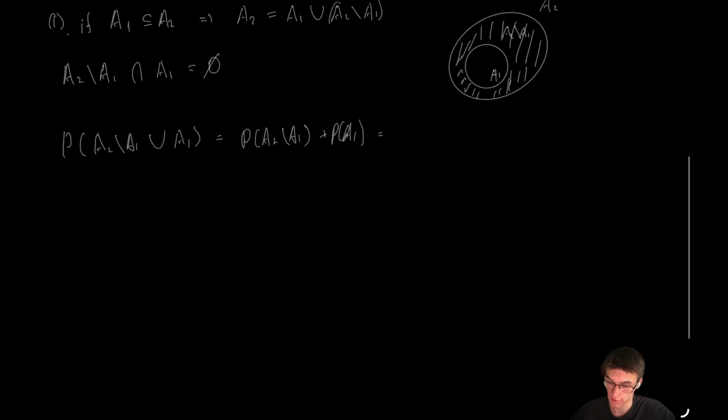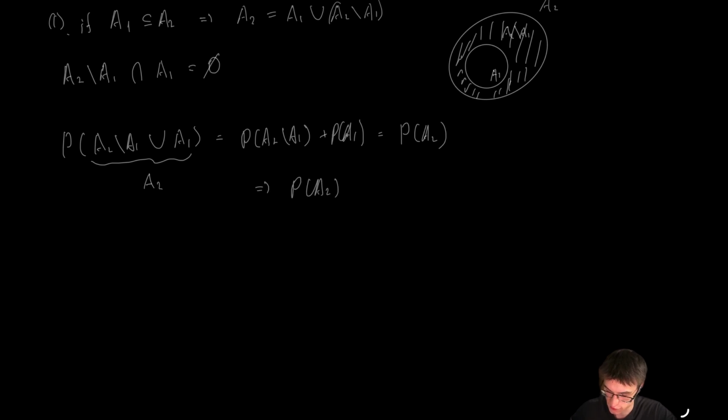Well, the first thing you can notice here is that this union is actually the set A2. So that's going to be equal to P of A2. And now you have P of A2 equals P of A2 minus A1 plus P of A1.